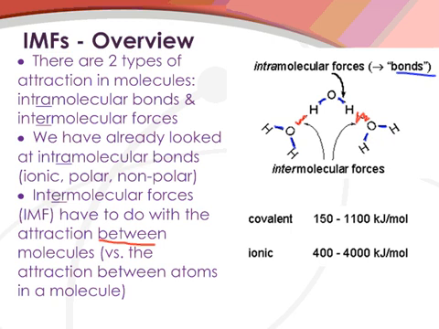So here's a little overview of intermolecular forces. There are two types of attractions: in molecules, intramolecular bonds or intramolecular forces. Those are here in blue. Here, I just circled a couple for you. Intermolecular forces are these red squiggly lines in between molecules, and that's what we're going to look at. We've already looked at intramolecular bonds: ionic, polar, and nonpolar bonds. So now we're going to focus on the intermolecular forces. They have to do with the attraction. Again, the key word here is between the molecules versus the attraction between atoms within a molecule.